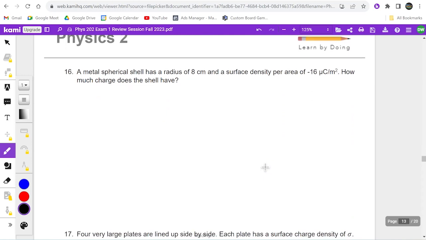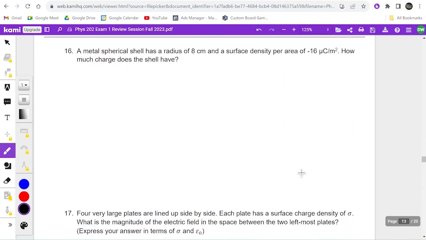Okay, next, number 16. A metal spherical shell has a radius of 8 centimeters and a surface density per area of negative 16 microcoulombs per meter squared. Hopefully you realize that this thing is the surface charge density, that it's sigma, and sigma is negative 16 micro. Micro means 10 to the minus 6. Okay, let's continue. How much charge does the shell have? So it looks like we're solving for charge this time.